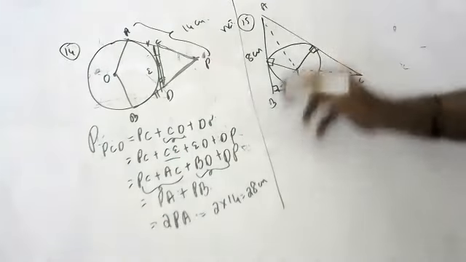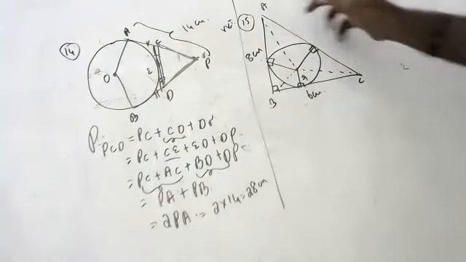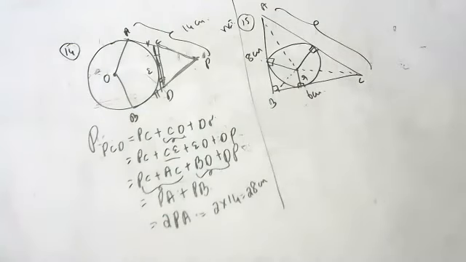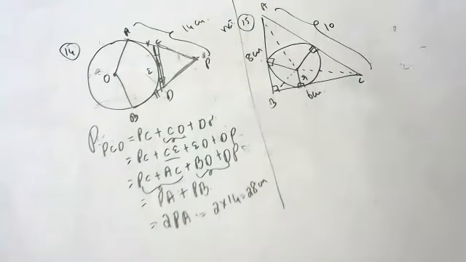Okay, children. So, big triangle area. What is the big triangle area, children? If this is 8, this is 6. What will be this, children? Pythagoras theorem: 64 plus 36. This will be 10, children.